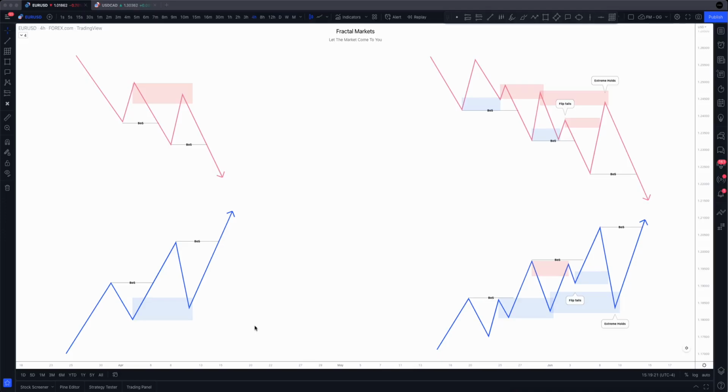So now that we've essentially touched on structure, the next piggyback topic that correlates directly with structure is going to be supply and demand and how we utilize it within the Fractal Markets Discord server and premium membership program. So very, very simply put, there are essentially only two variations of supply and demand that we really use at our core, and these are extremes as well as flip zones.